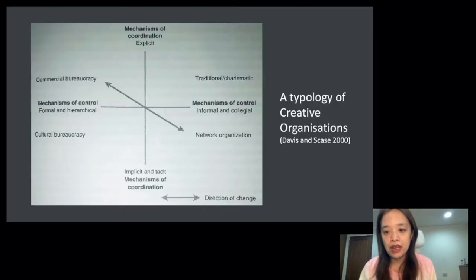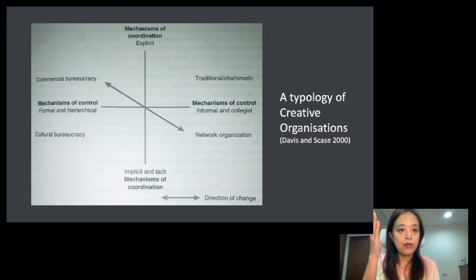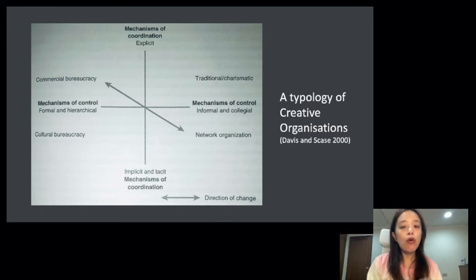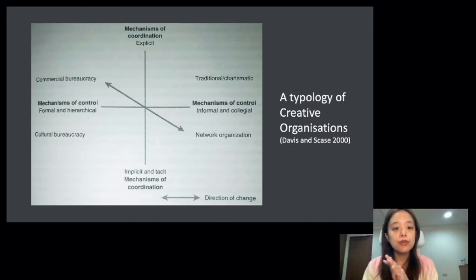So let's look at this. This is a typology of creative organizations, as we spoke about in the previous slide. For the mechanisms of coordination, there is explicit coordination, and also implicit and tacit. For the mechanism of control, there is a tendency to be formal and hierarchical, or informal and collegial. So there will be organizations that have explicit coordination, but also a formal and hierarchical mechanism of control. And for that, usually it will be commercial bureaucracies.